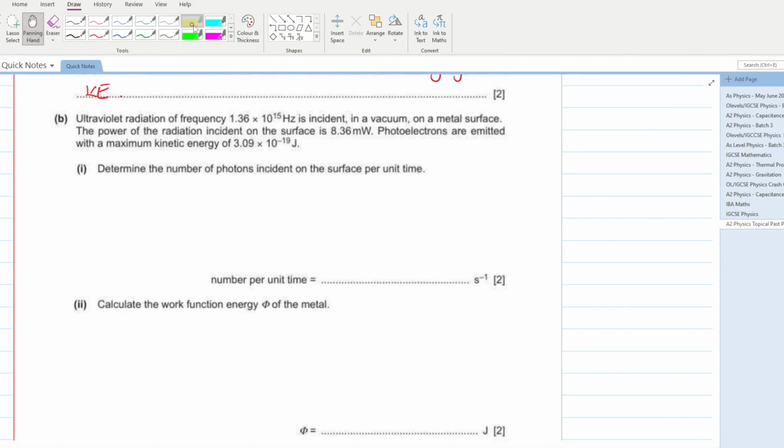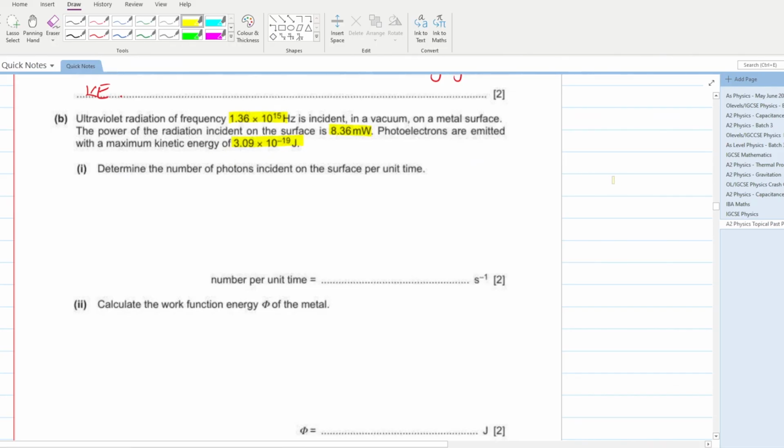Ultraviolet radiations of this frequency are incident in a vacuum on a metal surface. The power of radiation incident on the surface is this. Okay, so this is the power, this is the frequency. Photoelectrons are emitted with a maximum kinetic energy of this.